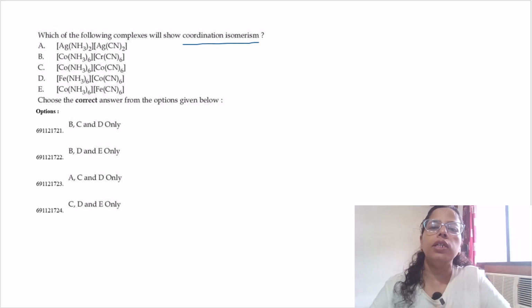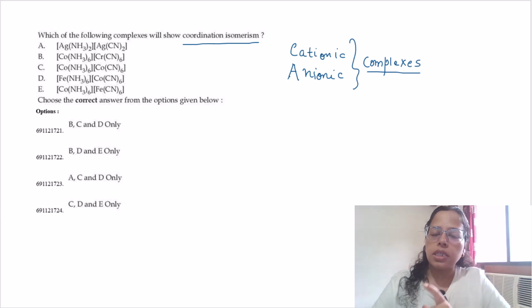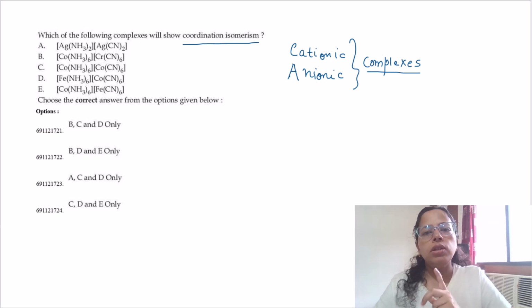Coordination isomerism occurs in complexes where there is an exchange of ligands, especially between cationic and anionic complexes. We have cationic and anionic complexes, and the ligands exchange their positions. There is also a possibility of the central metal ions exchanging their positions as well. So either the metal ions or the ligands will exchange their places.